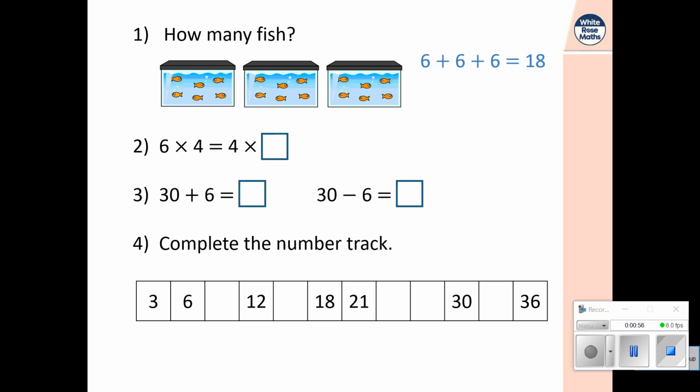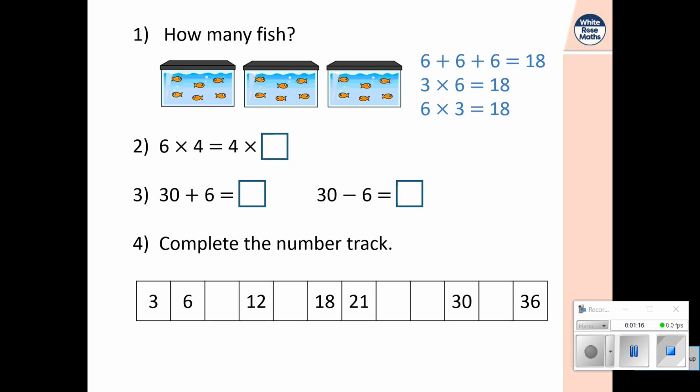The answer is you've got 3 tanks with 6 fish in each. So you've got repeated addition, 6 add 6 add 6 is 18. You can make that easier because you've got 3 groups of 6, which is also 18. And using the law of commutativity, we know that 6 times 3 is always 18.